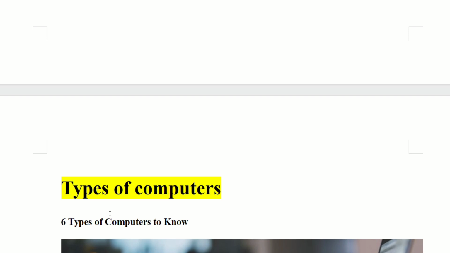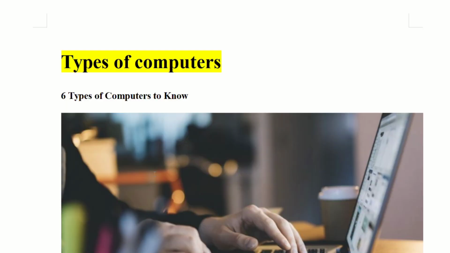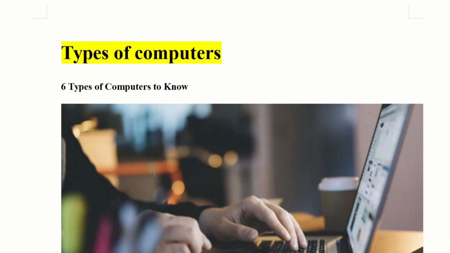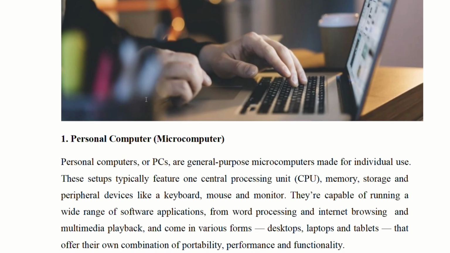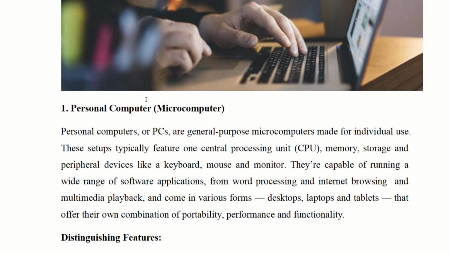Coming to the next topic of the video, types of computers. Generally we use a number of types of computers. Here I mention only six, but we have more types of computers, so we'll discuss only the important ones. The first is the personal computer. A personal computer is a general purpose microcomputer made for individual use. So PCs are used for individual purposes. This is the first type of computer.